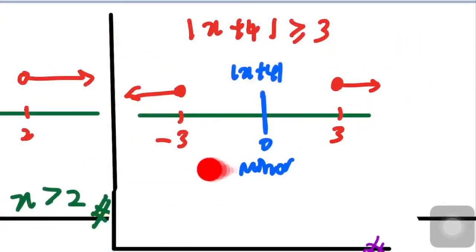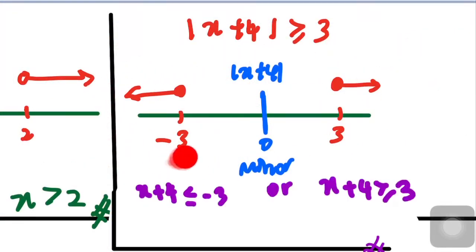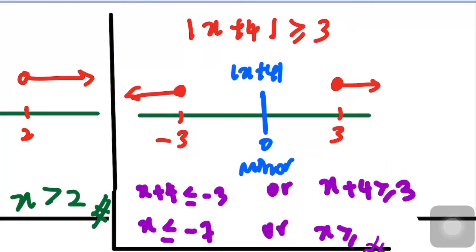Now let's conclude our answer here. Let's read this part first. x plus 4 here is less than or equal to minus 3, and this part here, x plus 4 is more than or equal to 3. Now let's finish up. Bring 4 to the other side. Therefore, x is less than or equal to minus 7. Or for the other one, let's bring this 4 to the other side, so x is more than or equal to negative 1. So this is our final answer.